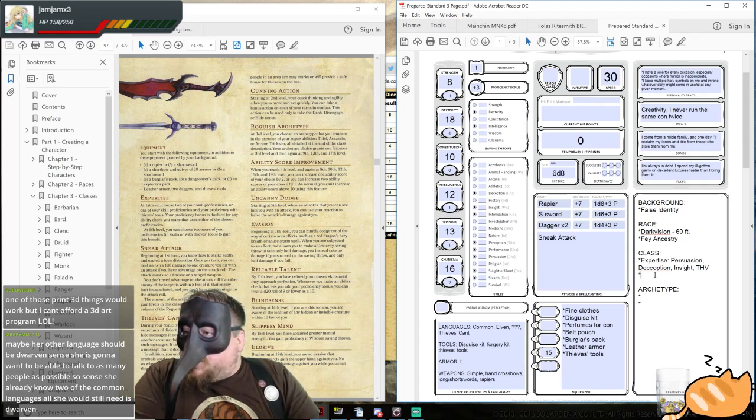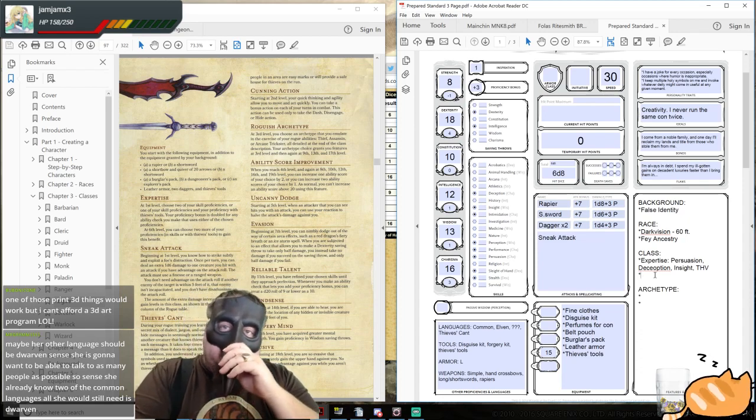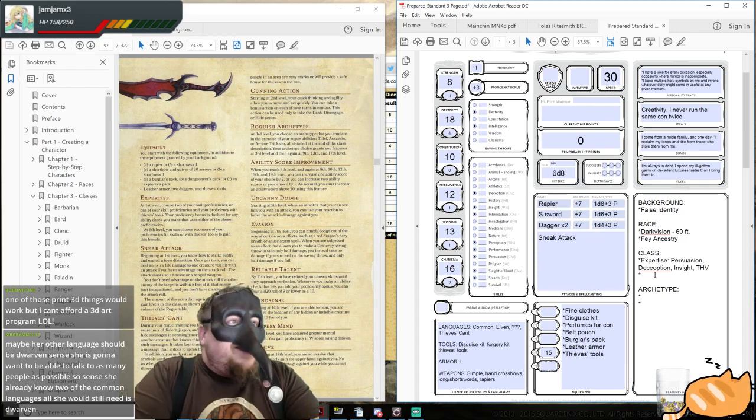Maybe her other language should be Dwarven, since she is going to want to be able to talk to as many people as possible. So since she already knows 2 of the common languages, all she would still need is Dwarven. That could be Mr. Grimm. We could also think of something like, well, that brings up a gold digger joke, doesn't it? If it's Dwarven.